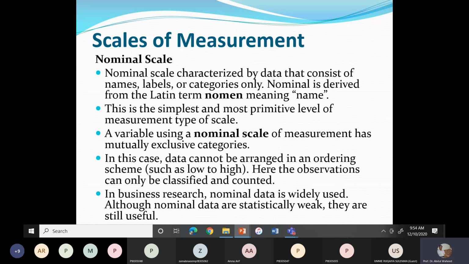So we cannot arrange names in any ordering scheme. Alphabetical arrangement is possible, but we cannot give any ranking to the names. Okay. So here we just classify the names, and then we can count names, how many names are there. But we use nominal scale measurement and nominal data in business and also in economics.